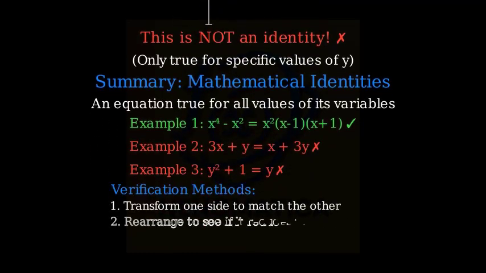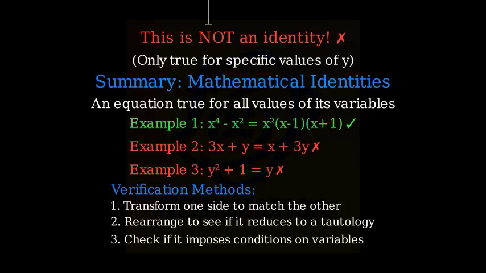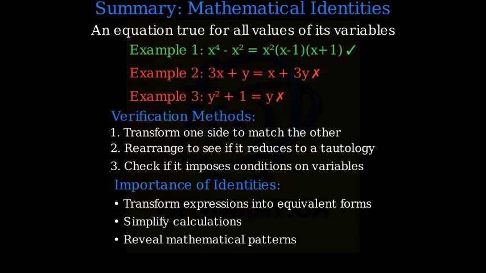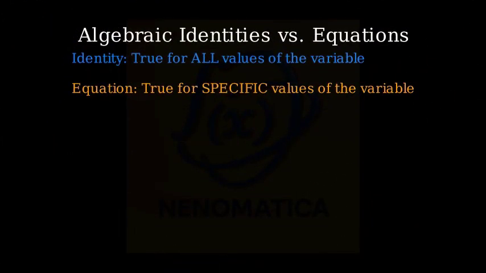To verify if an equation is an identity, we can: 1. Transform one side to match the other. 2. Rearrange to see if it reduces to a tautology, like 0 equals 0. 3. Check if it imposes any conditions on the variables. Identities are important in mathematics because they allow us to transform expressions into equivalent forms, which can simplify calculations and reveal mathematical patterns. Let's look at some examples to understand this important distinction.